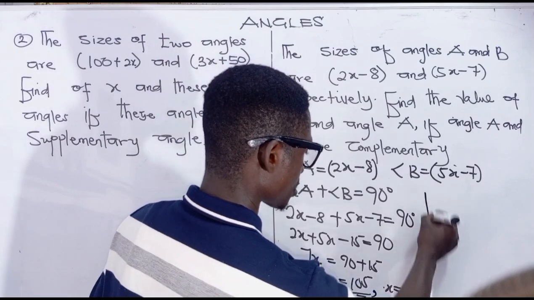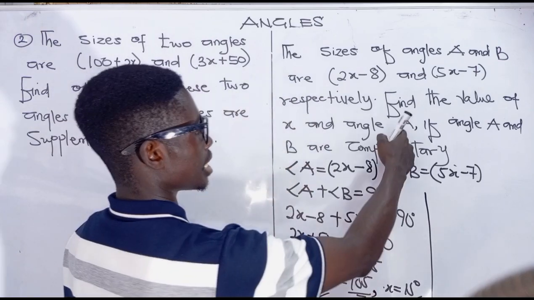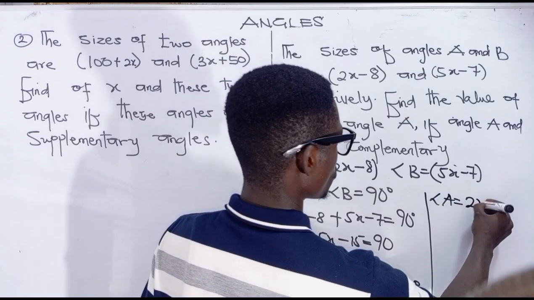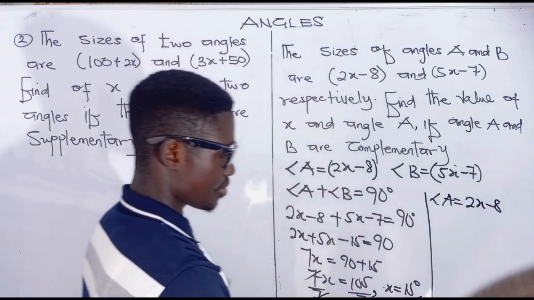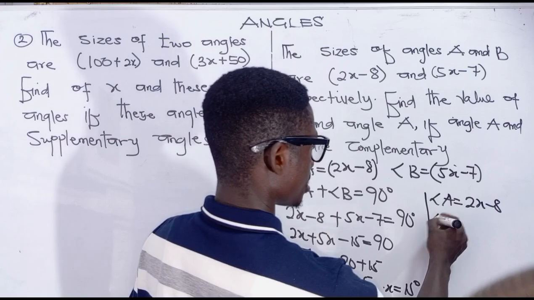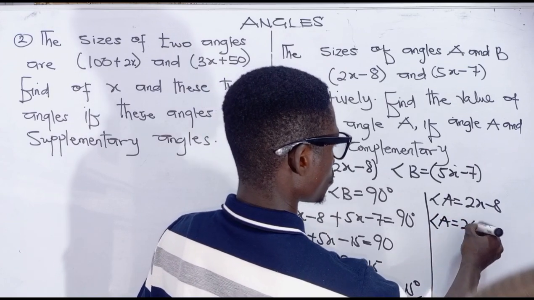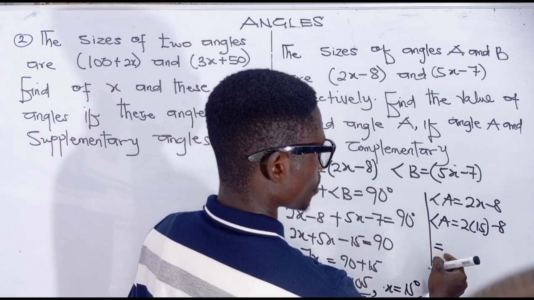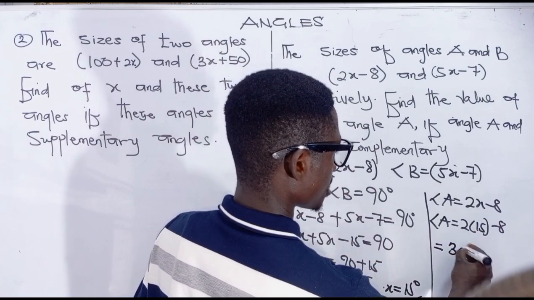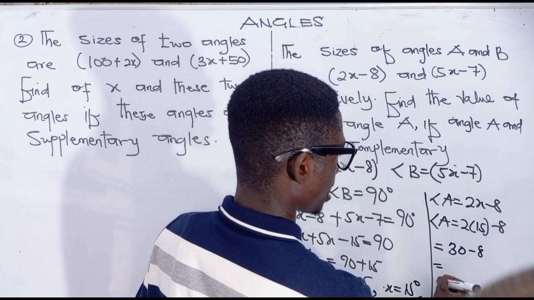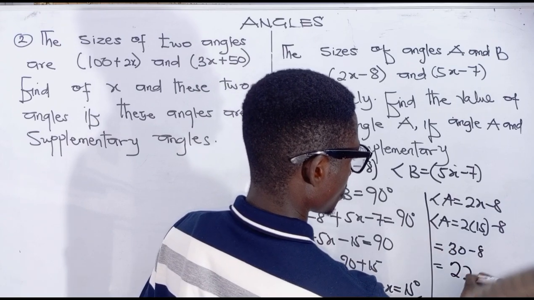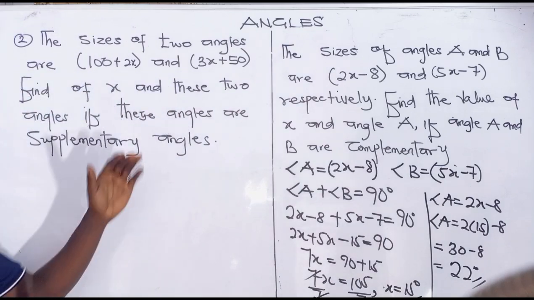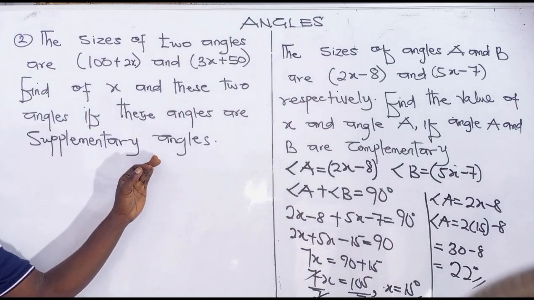Now we have to find angle A. We know that angle A is 2x minus 8, and we know that x is equal to 15. So we have angle A is equal to 2 multiplied by 15 minus 8. This gives us 30 minus 8, so angle A is equal to 22 degrees. As easy as that. You can pause the video and try your hands on it.